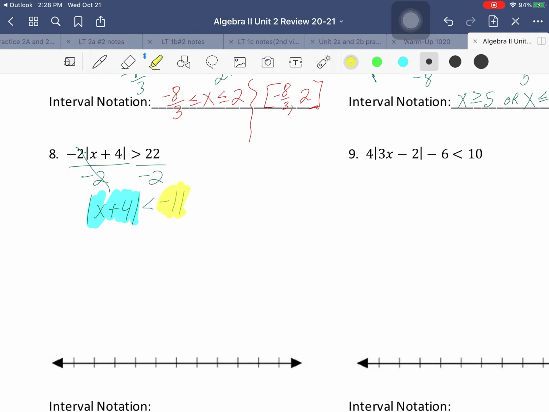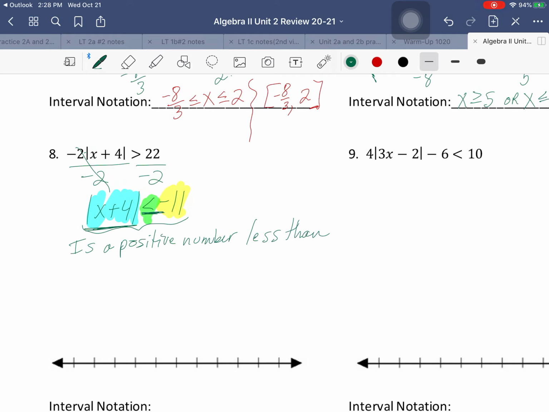And look at this. First time, the constant on the opposite side of the absolute value is negative. So now we have to contemplate, is it no solution or infinite solutions? Remember, absolute value is always going to come out a positive number. So the question you have to ask yourself is, is a positive number less than -11? No. There's no possible way that's going to happen. So this is a no solution.